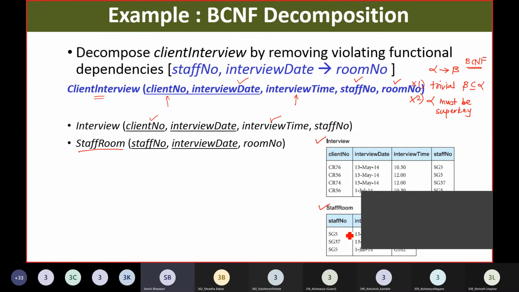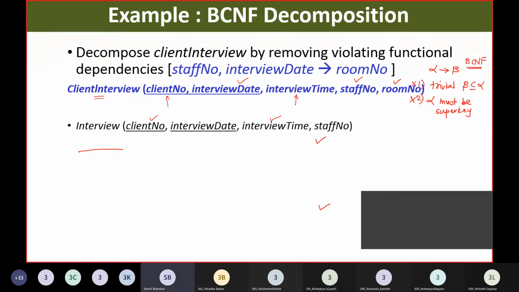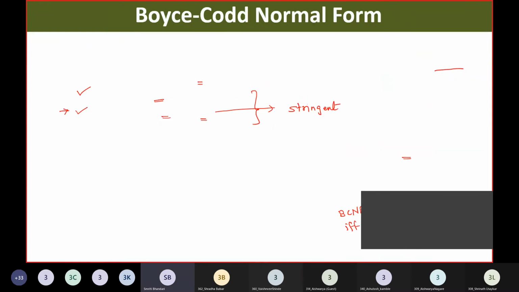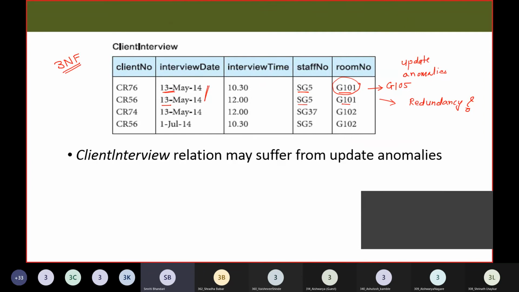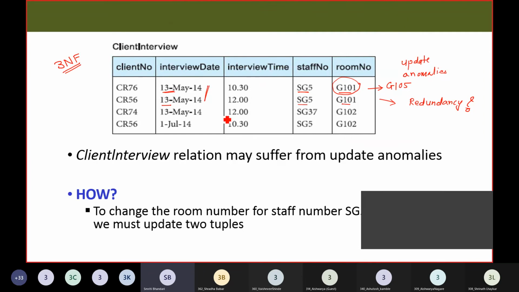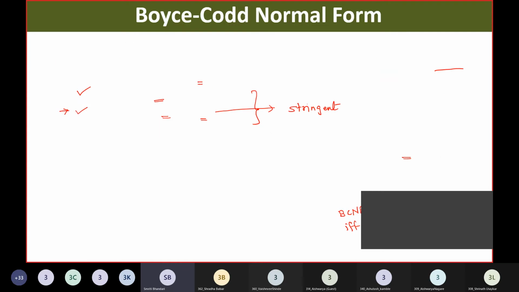Is that correct? So earlier, what was the redundancy in the client interview relation? Let us go back. In the client interview relation, we had the redundancy. And what was the redundancy? If on the same date, the same person has more than one interview scheduled, then the room number was repeated. Correct? And that was the redundancy in 3NF.